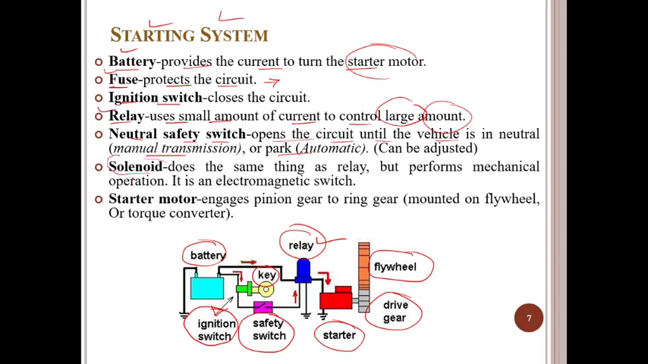Next component, what is the solenoid? A solenoid is the same thing as a relay but performs a mechanical operation. It is an electromagnetic switch. A magnetic field is produced whenever current is passed through the solenoid. Then the starter motor is used. If you observe in the diagram, the starter motor engages the pinion gear to the ring gear mounted on a flywheel or torque converter. This is done with the help of the starter motor.